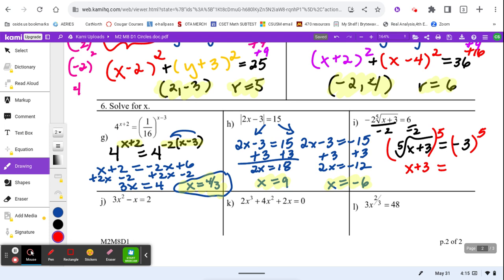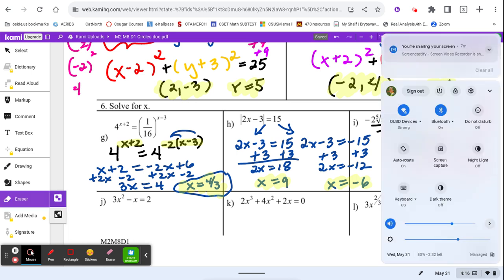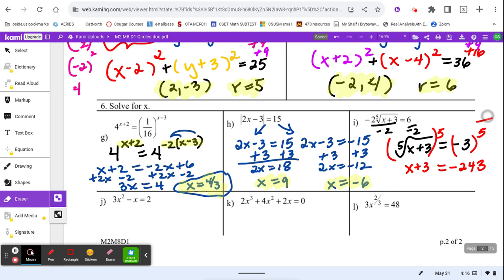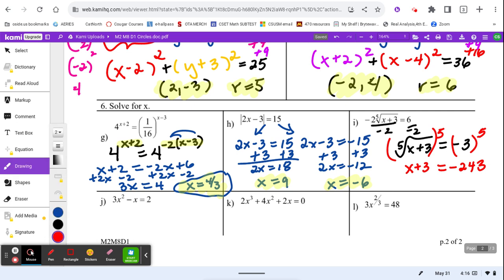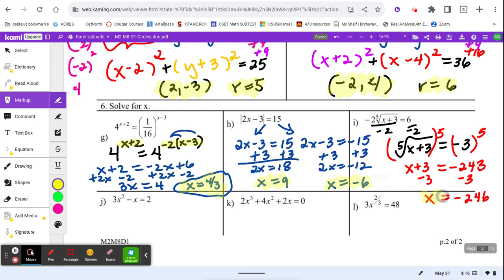And then I go negative 3 times negative 3 times negative 3 times negative 3 times negative 3. And so 3 times 3 is 9, times 3 is 27, times 3 is 81, times 3 is 243. And it is going to be negative because it's an odd power, an odd number of times that we're doing that. So now, final step is that we minus 3 and we get negative 246. Ooh, that one was interesting.